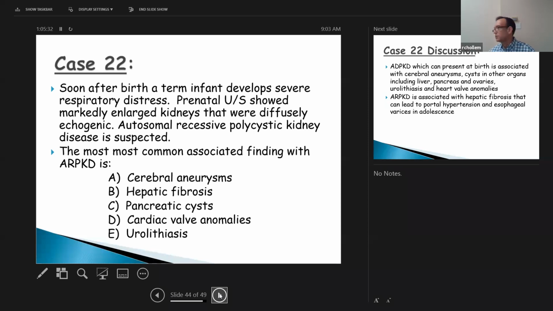And this is just association, right? There's associated findings with recessive and associated findings with dominant, and it's just remembering which go with which.